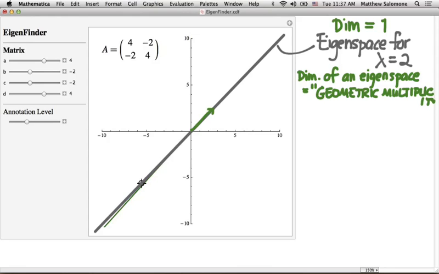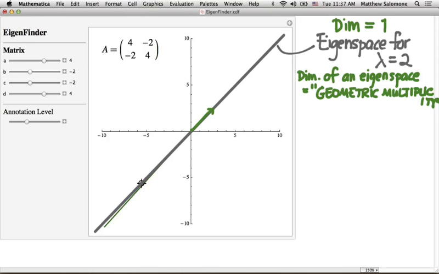Multiplicity. Ran out of room. So the eigenvalue lambda equals 2 evidently has geometric multiplicity 1 because its eigenspace is a line, a one-dimensional subspace passing through the origin. Okay, but now we want to find a basis for it.